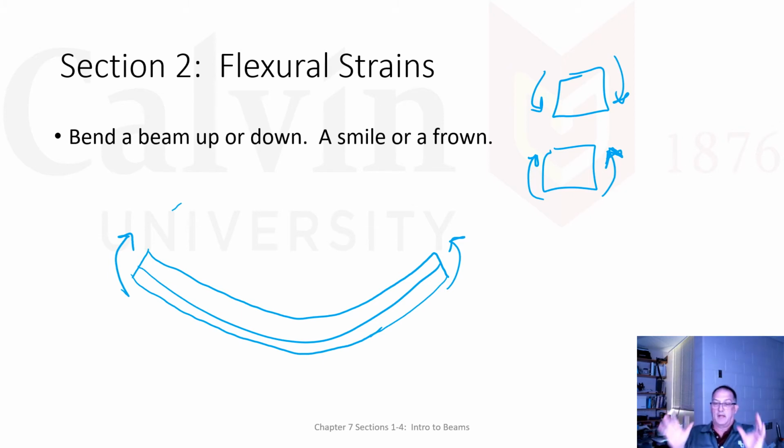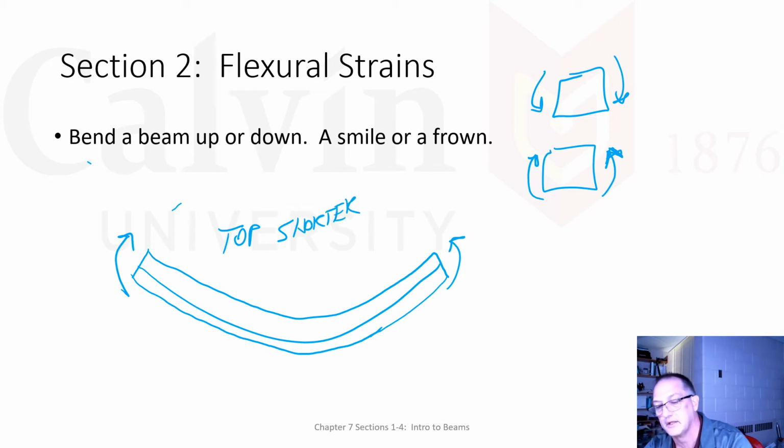But I'm flexing this system so that it bends down in the middle and I get a smile. And the reason is that's going to be a positive. Of course, we're going to define that as positive. It's happy. It's positive. But now you can see that this top, and you can even see it on this poorly drawn diagram, the top got shorter. The top is shorter. And the bottom got longer.